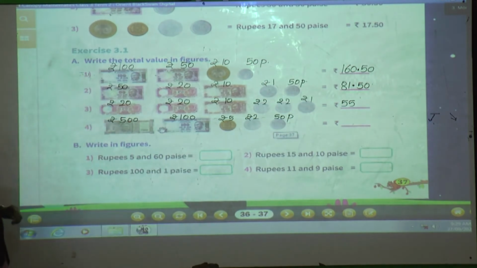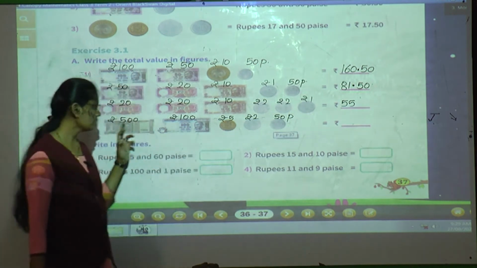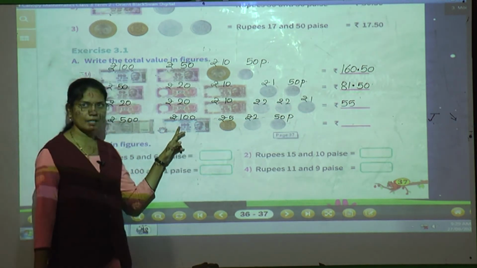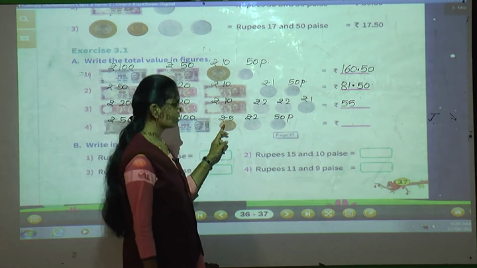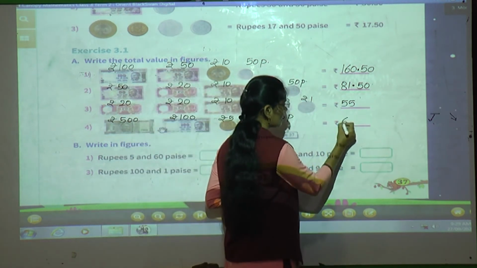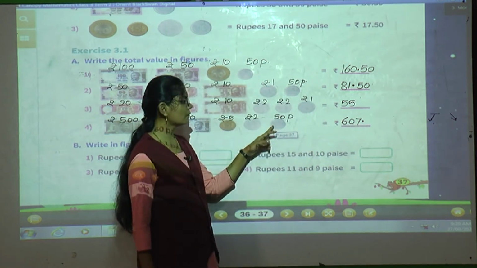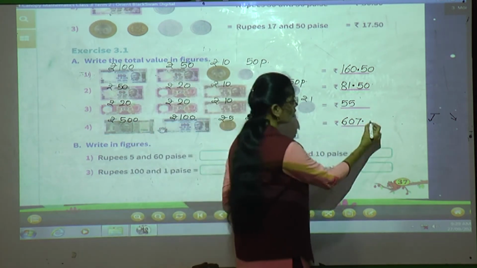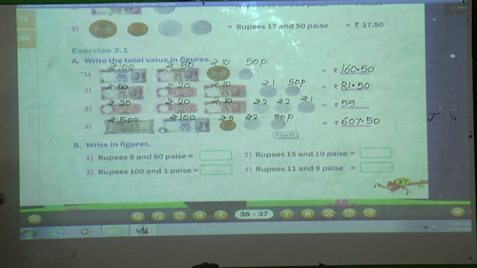Now see what we will do. First of all, you will add all the rupees. So here 500 plus 100, 600, plus 5, 605, plus 2, 607. So rupees 607. Then you have to give a dot because here 50 paise is there, so after the dot you will write 50. So what is the value of this? Rupees 607.50.